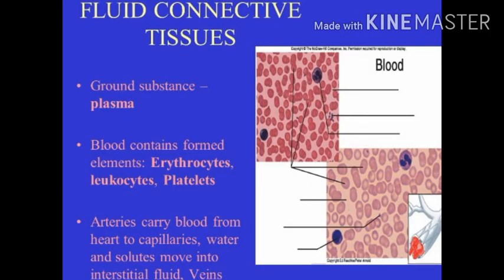The last type of connective tissue is blood. Because blood is fluid, it is called fluid connective tissue. Blood is made up of two important substances. The liquid component called plasma. In the liquid component, we find the elements. These are nothing but the cells, RBCs that are erythrocytes, WBCs leukocytes and platelets.